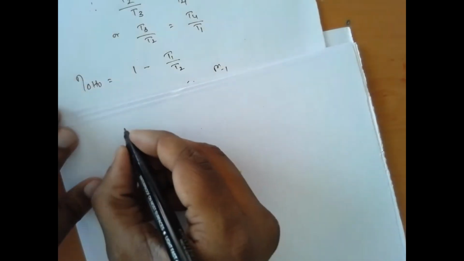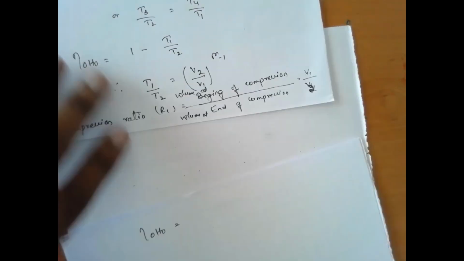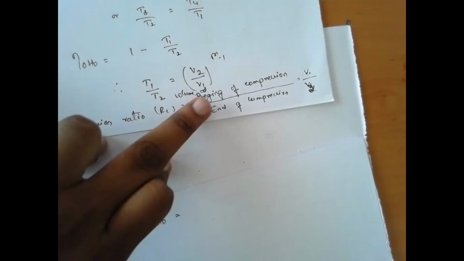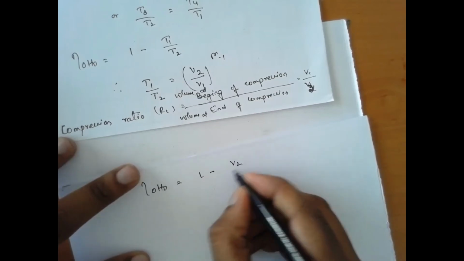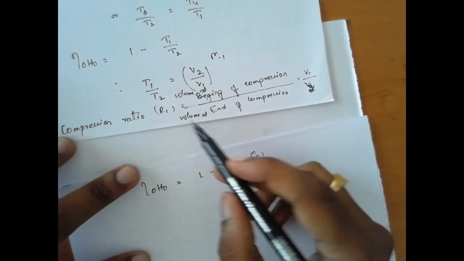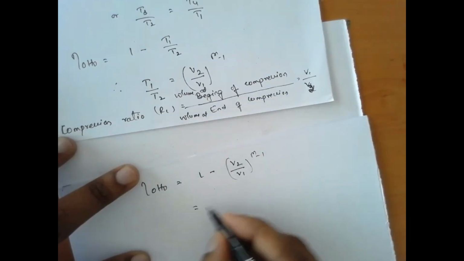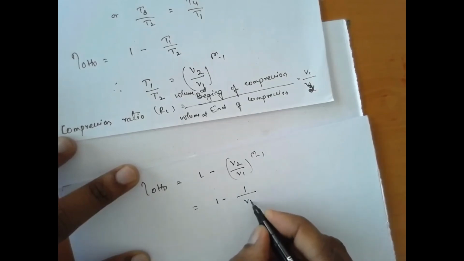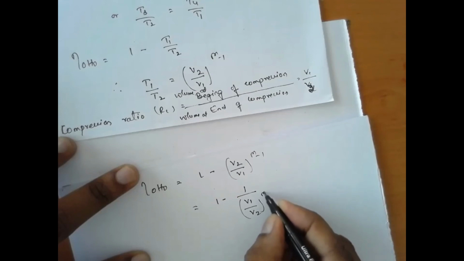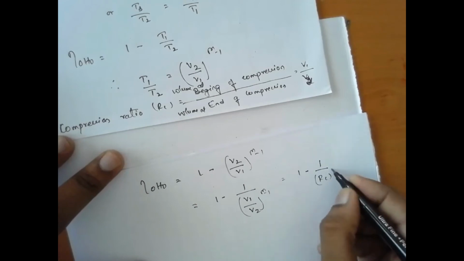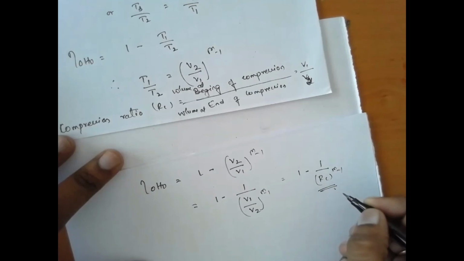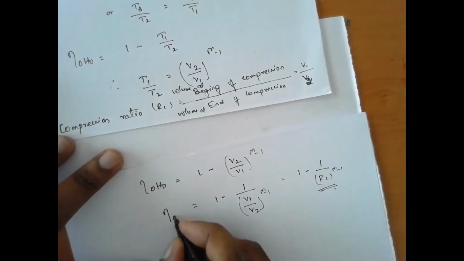So therefore you can rewrite the above equation. The efficiency of the Otto cycle is equal to 1 minus (V2 by V1) to the power gamma minus 1, but our Rc is V1 by V2. So you can rewrite it as 1 minus 1 by Rc to the power gamma minus 1. This is the final expression, the efficiency of the Otto cycle.